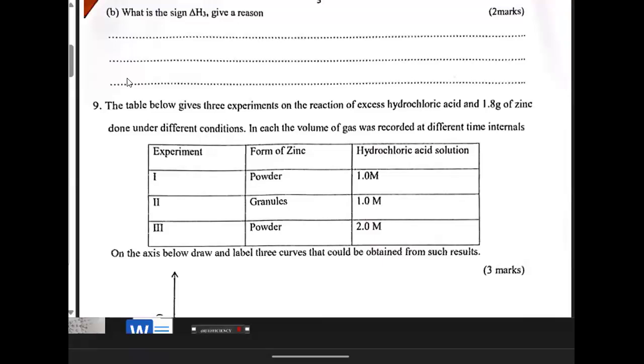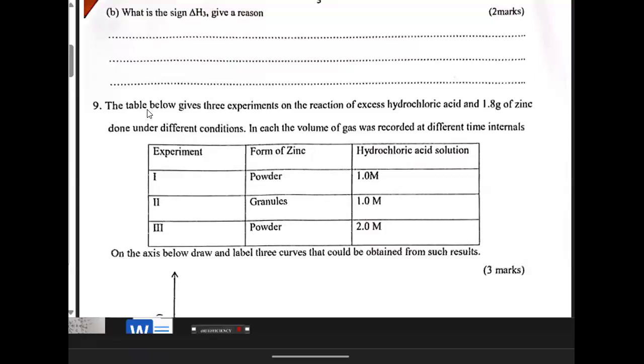Now we are at the other question, question 9. That question 9 is on the rate of reaction, but basically we can be able to answer it. The table below gives 3 experiments on the reaction of excess hydrochloric acid, 1.8 grams of zinc, and different conditions. In each, the volume of gas was recorded at different time intervals.